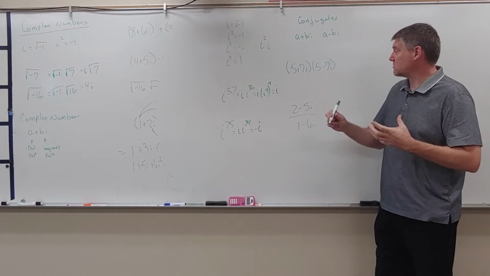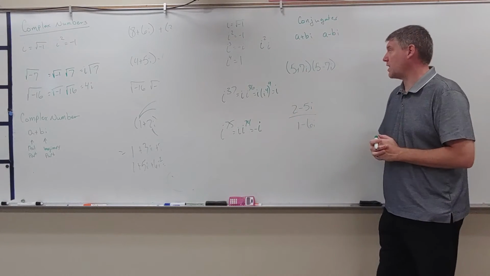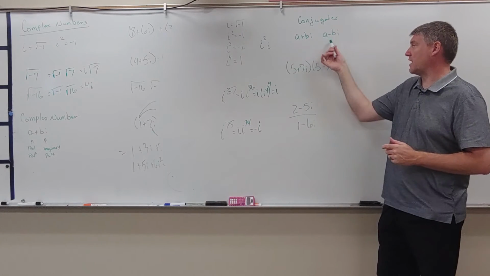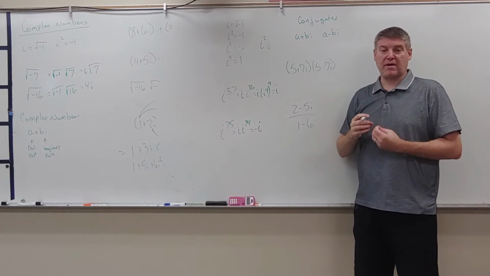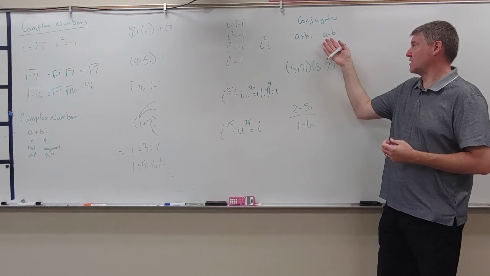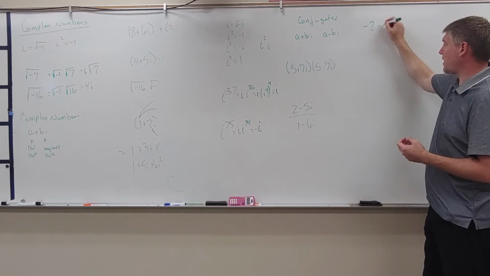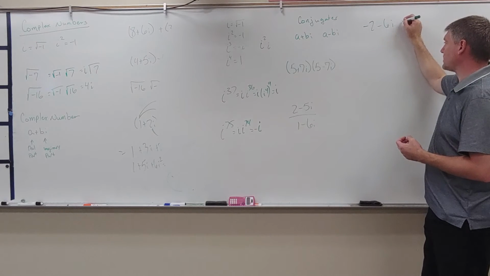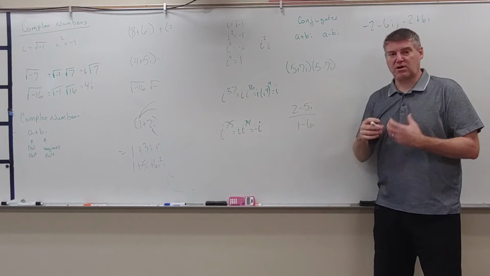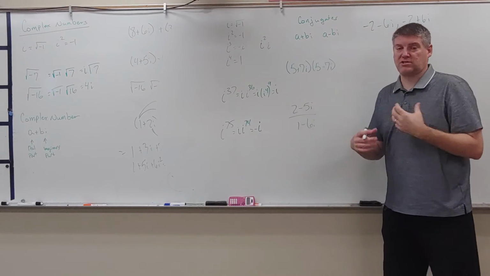So the last thing we're going to talk about is conjugates and what conjugates do when we multiply. So what a conjugate is, it's the negation of the imaginary part. So if I have a plus bi, my conjugate is going to be a minus bi. So if I had -2 minus 6i, my conjugate is -2 plus 6i. The nice thing about conjugates is when you multiply them, the imaginary portion is going to go away.